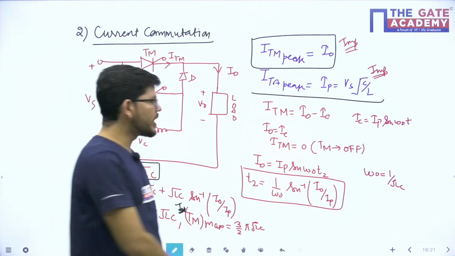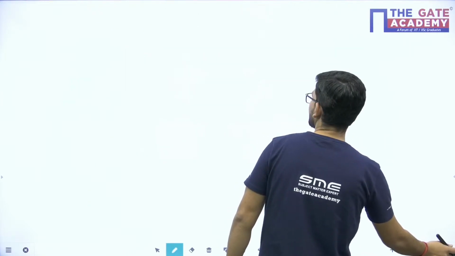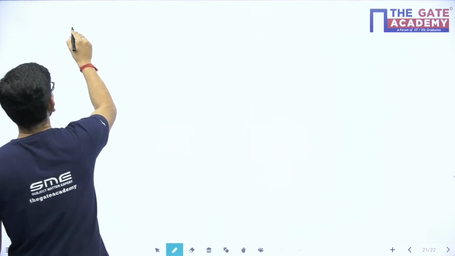After current commutation we have voltage commutation with us. So the next topic is voltage commutation.